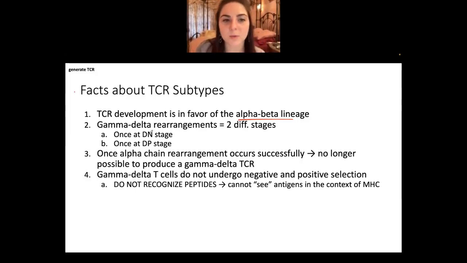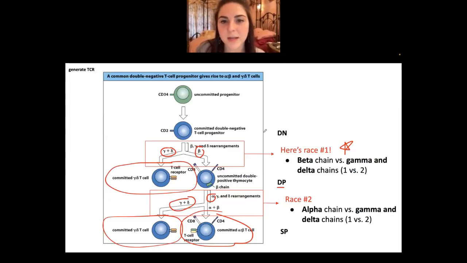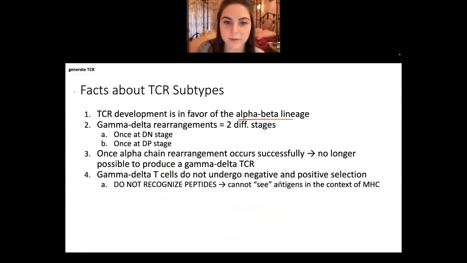It's going to happen once when the T cell is double negative, and then once when the T cell is double positive. If I go back here, here's the first race. Gamma delta gets to try and rearrange when it's double negative. The second one is back here when it's a double positive cell. We're going to go into more detail about double negative, double positive. Once the alpha chain occurs successfully, you can no longer produce a gamma delta T cell. It's the body's way of saying you have 2 chances and that's it. You don't get a 3rd chance.